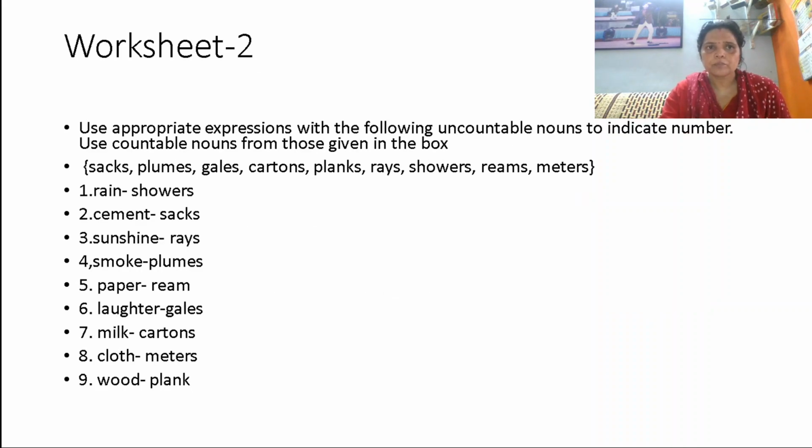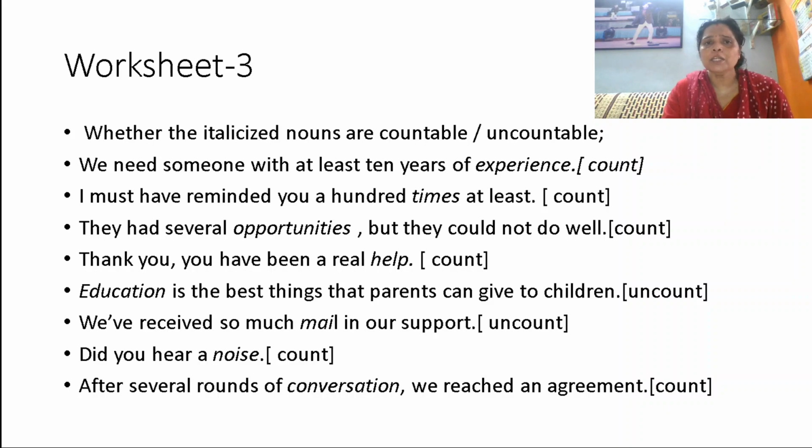Now next. Now use the appropriate expressions with the following uncountable nouns. So you have to give some expressions like showers of rain, sacks of cement, rays of sunshine, ream of paper, peals of laughter, cartons of milk. Like this, you can write all these answers in your textbook. Now the third one: whether the italicized nouns are countable or uncountable. I told you, if we add some words to an uncountable noun, then it will be countable. Like, we need someone with at least 10 years of experience. Here I have given 10 years, so it will be a countable noun.